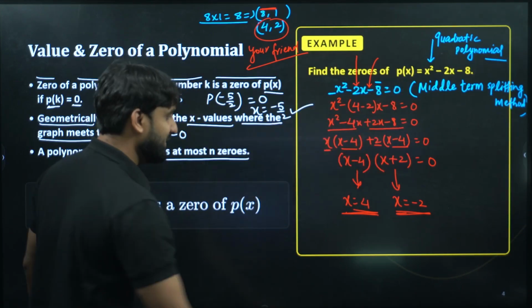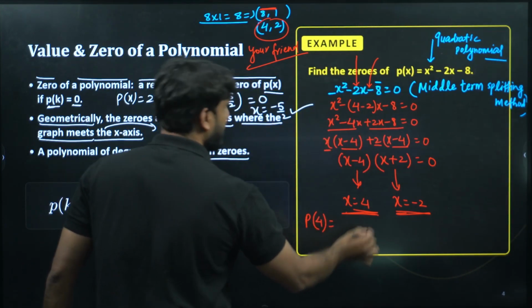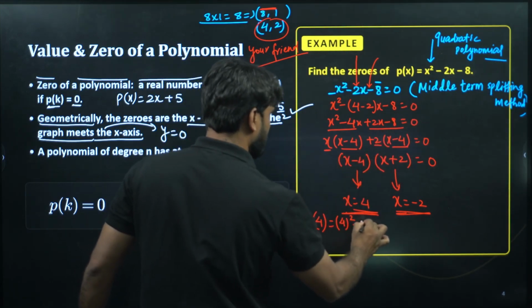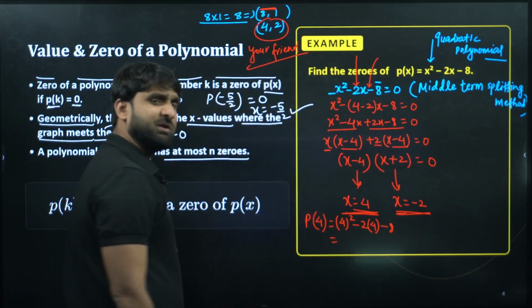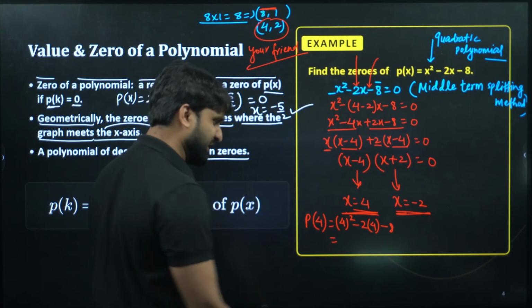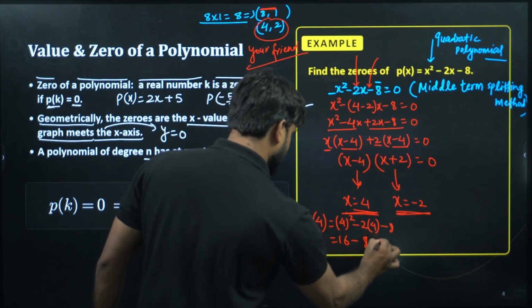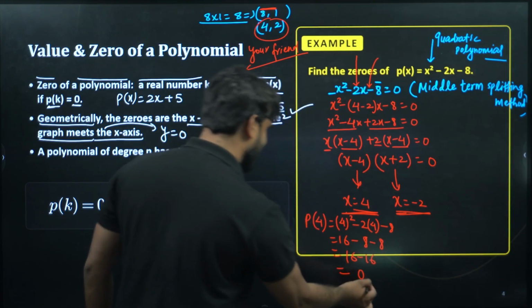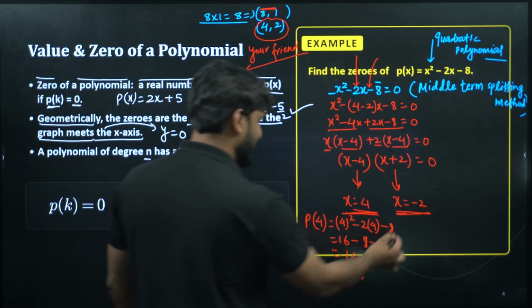Let me verify. So p(x), let's put p(4). If we put here 4 square minus 2 into 4 minus 8, I'm telling you guys, the result will definitely be 0. Let's check it once. 4 square will be 16. 2 fours are 8, so 16 minus 8 minus 8. Oh my God, the result is 0. It proves that our answer is correct because we are getting 0.